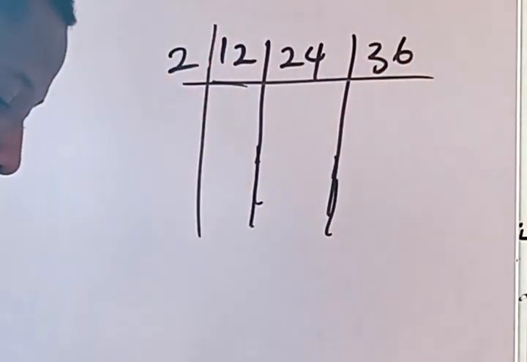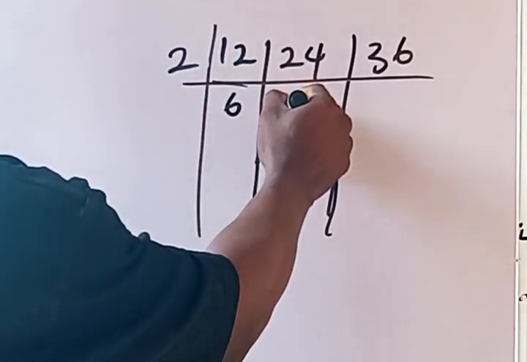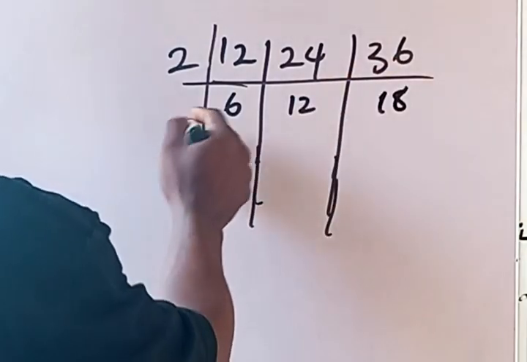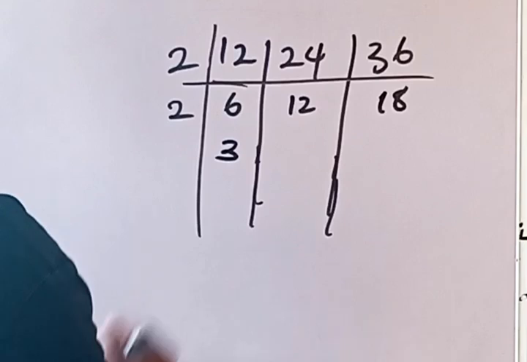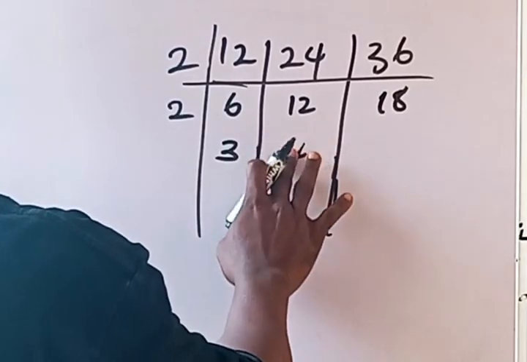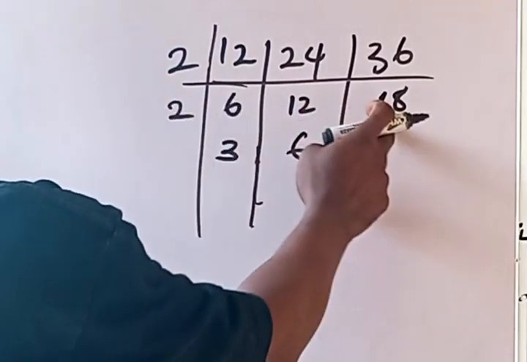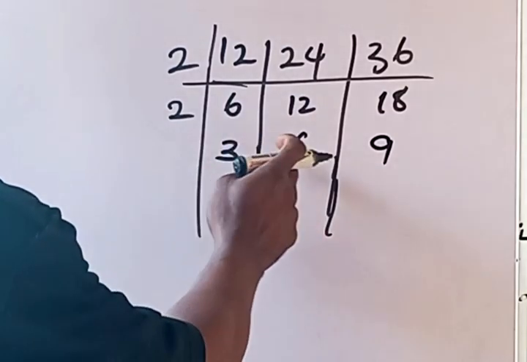So 2 will go into 12 how many times? 2 will go into 12 6 times. So we go into this 12. 2 into this one is what? 18, right? So we can still use 2 to divide. 2 into 6 will give us what? 3. 2 into 12 will give us what? 6, not 4, because 2 times 6 is 12, right? Then 2 into 18 will give us what? 9.